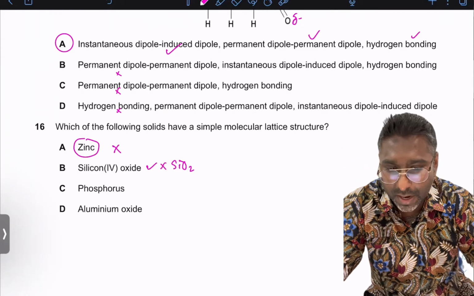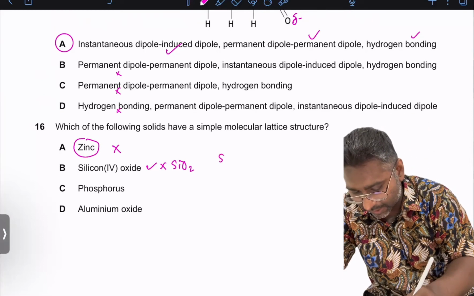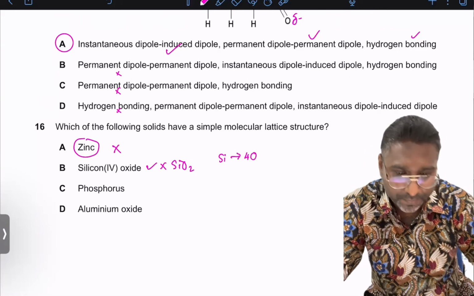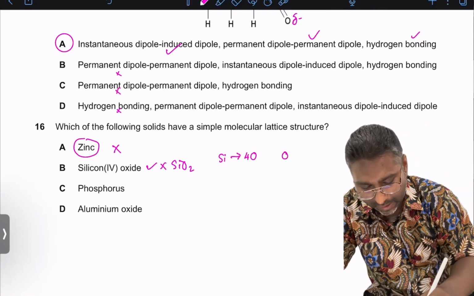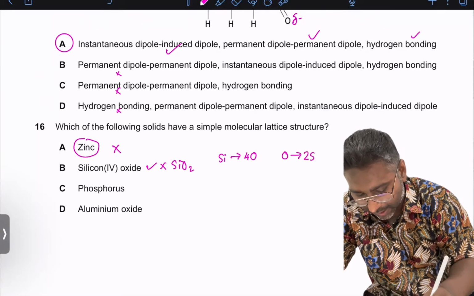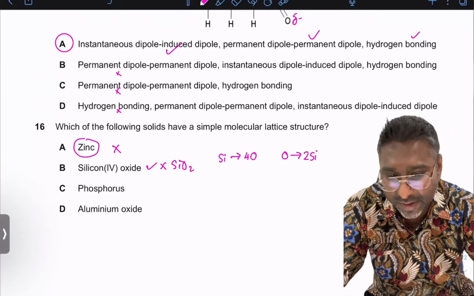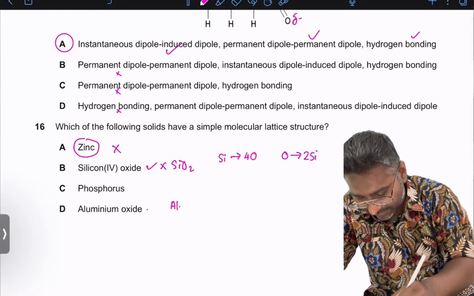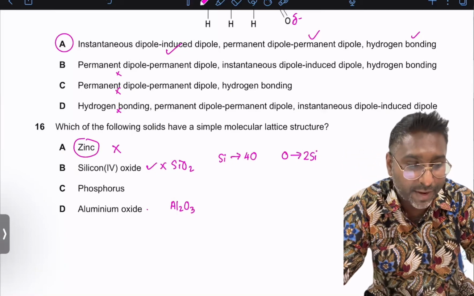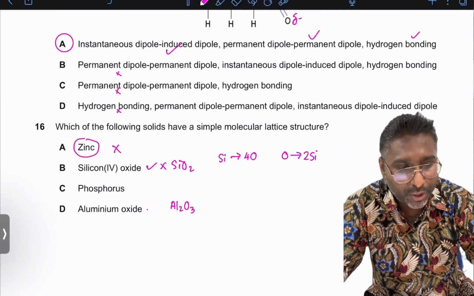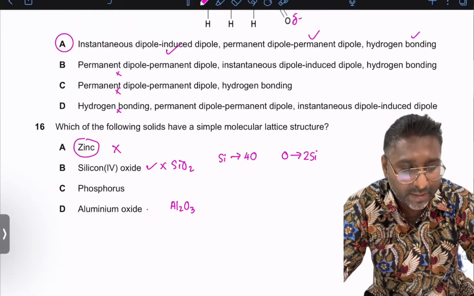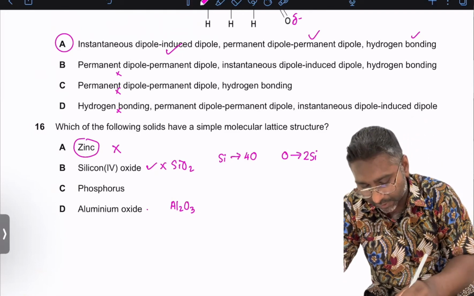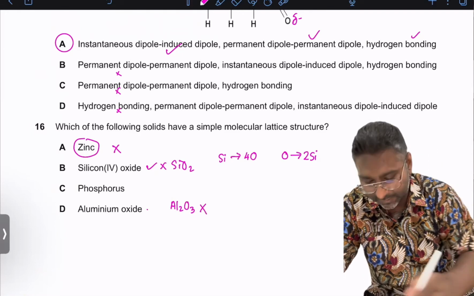Do remember I told you each Si is bonded to 4 oxygen atoms, and 1 oxygen atom is bonded to 2 Si atoms. I told you to memorize this. Please remember. Anyways, aluminium oxide is going to be an ionic compound. Do remember, all ionic compounds are giant ionic lattices. So of course they are not going to have a simple molecular lattice.